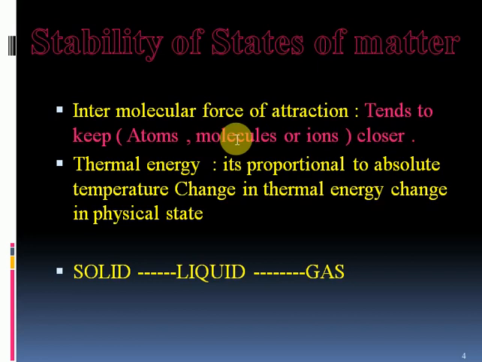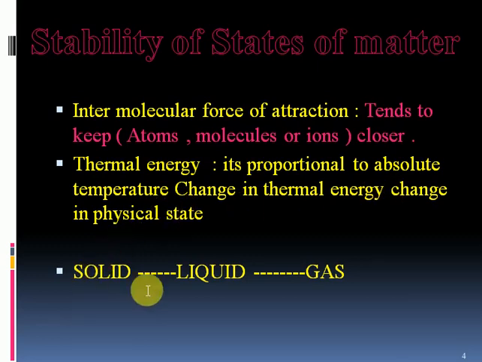Molecules, solids will be there, graphite will be there, diamond will be there, Buckminsterfullerene will be there. Atoms also will be there, metals will be there. So in this chapter, I'm going to discuss how atoms are arranged in solids. Next important one, thermal energy. Thermal energy is proportional to the absolute temperature.